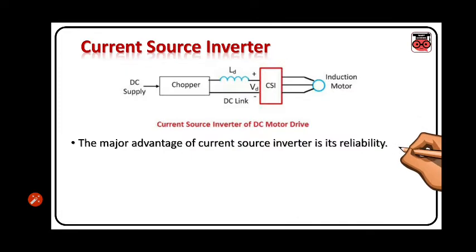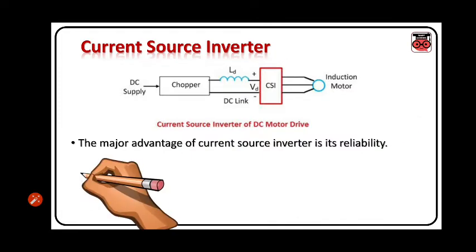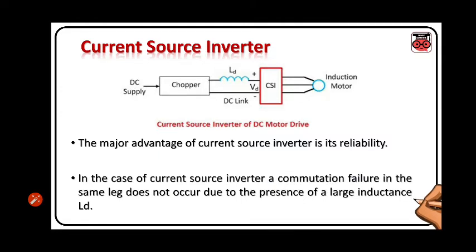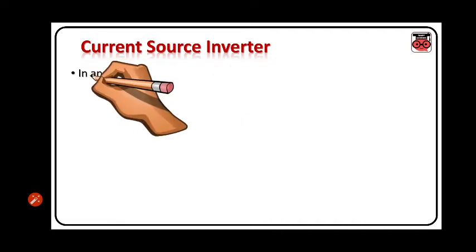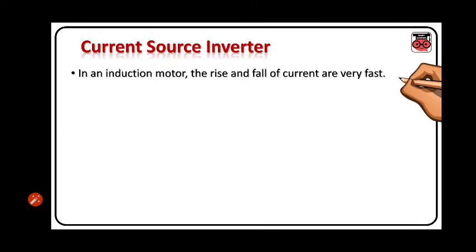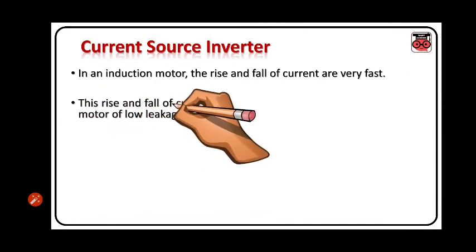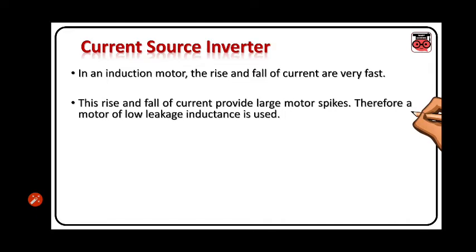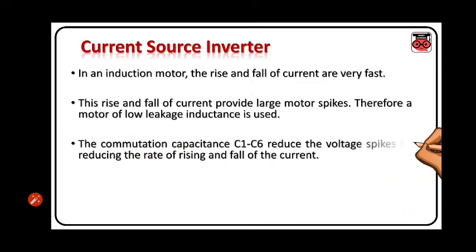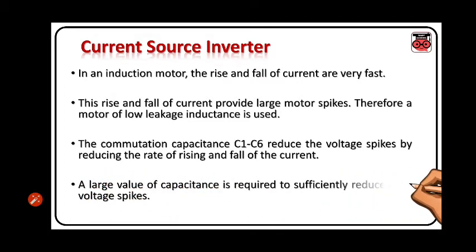The major advantage of the current source inverter is its reliability. In the case of the current source inverter, a commutation failure in the same leg does not occur due to the presence of large inductance LT. In an induction motor, the rise and fall of current are very fast. This rise and fall of current produce large motor voltage spikes. Therefore, a motor of low leakage inductance is used. The commutation capacitances C1 to C6 reduce the voltage spike by reducing the rate of rise and fall of the current. A large value of capacitance is required to sufficiently reduce the voltage spikes.